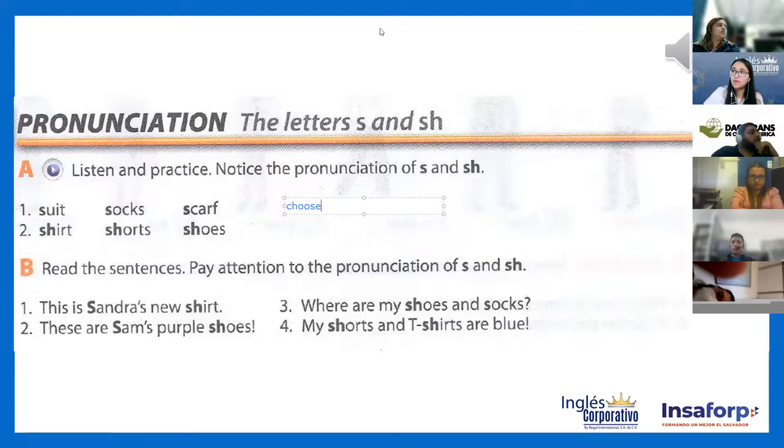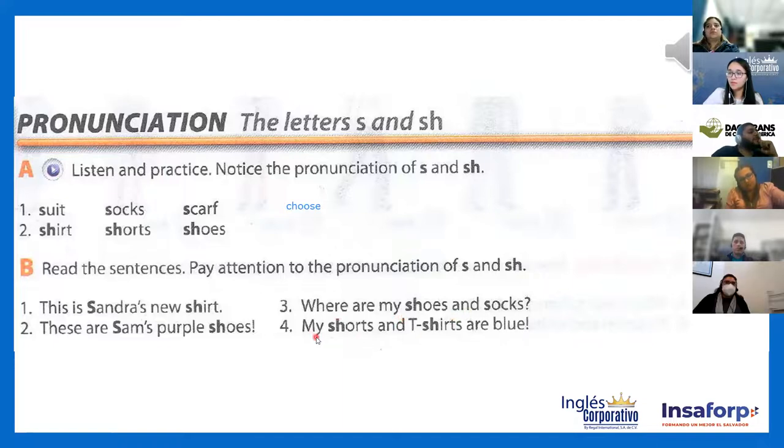Okay, can you help me reading, please? Eden Nilsson, number one. This sentence, please. This is Sandra's new shirt. Okay, continue. Number two, Eden Nilsson. These are Sam's purple shoes. Excellent, Eden Nilsson. Thank you. Can you help me, Alberto, please? Number three. Where are my shoes and socks? Perfect. Continue. My shorts and t-shirts are blue. Perfect. Thank you. Josue, please.